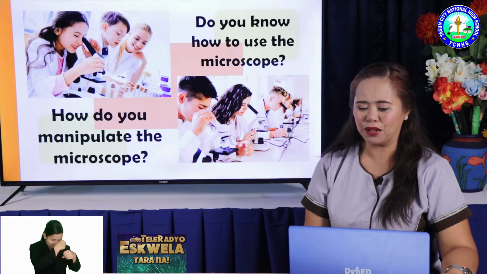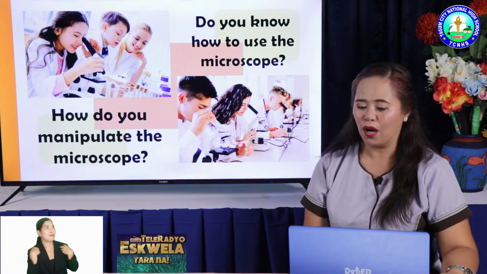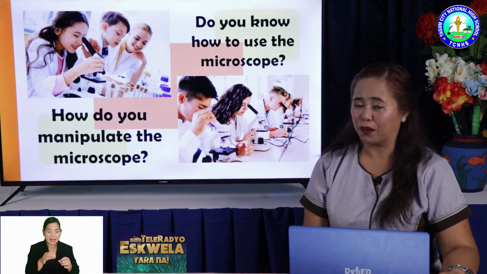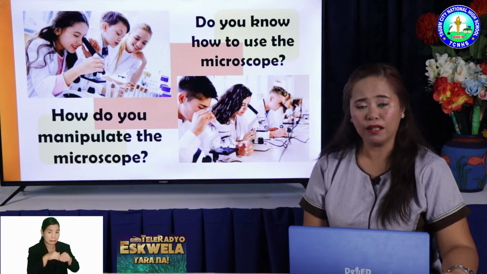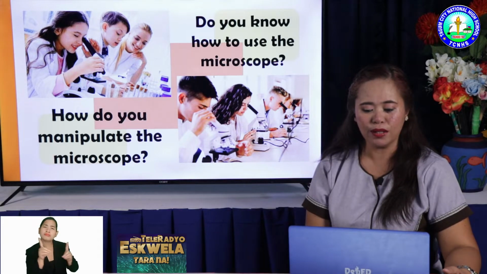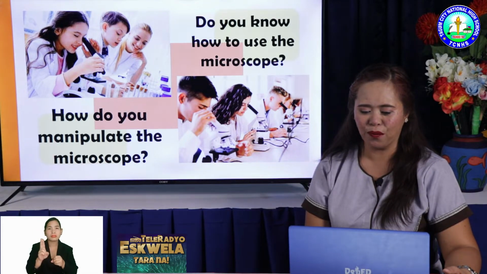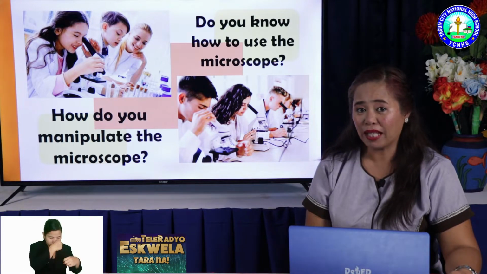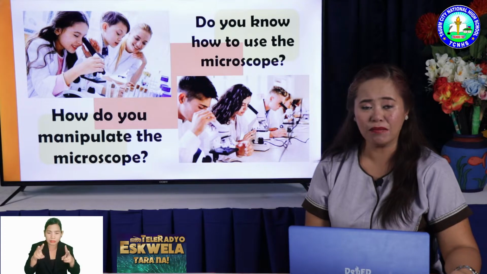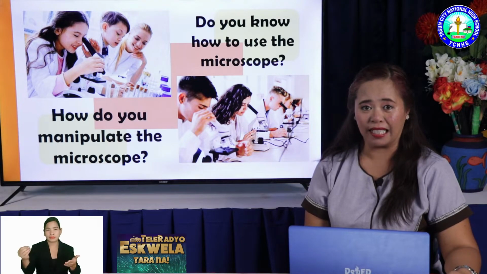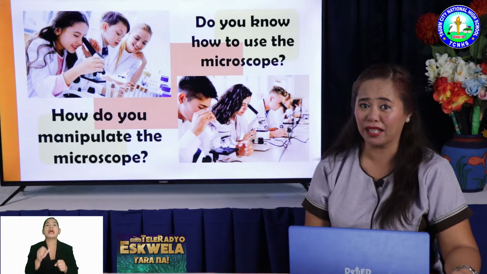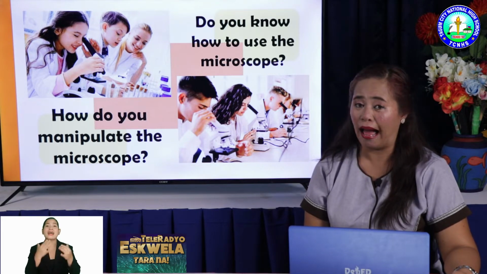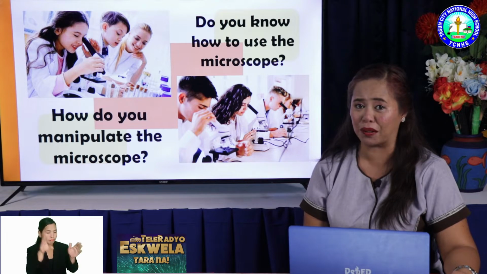Imagine yourself to be in your science laboratory class. Your science teacher asked you to examine an onion under a microscope. What are you going to do? Do you know how to use the microscope? How do images form in a microscope? How do you manipulate the microscope? How can you produce clear and fine images of the specimen? What are the do's and don'ts when using a microscope? To answer these questions, at this point, let us explore how images are formed under a microscope.